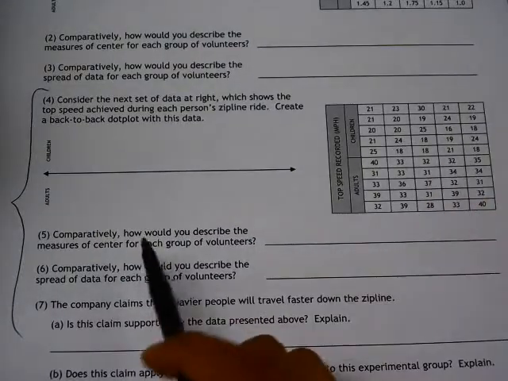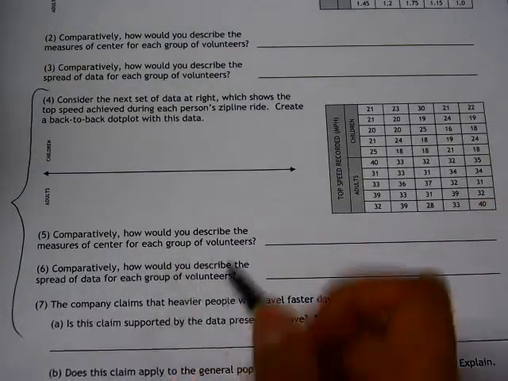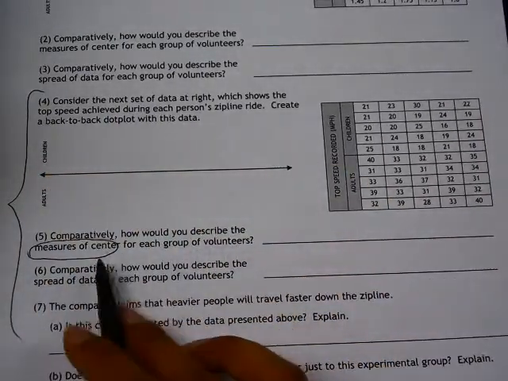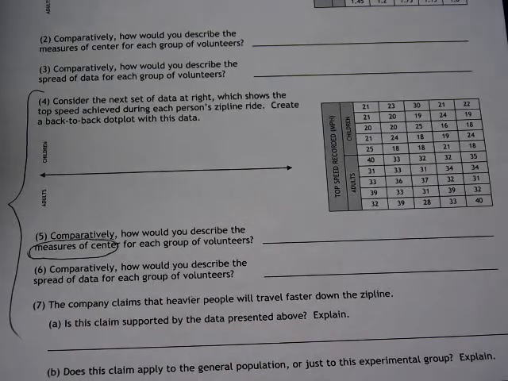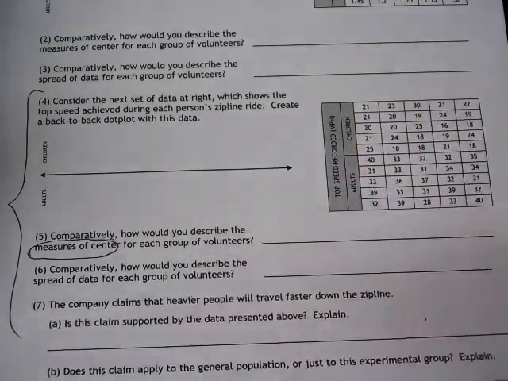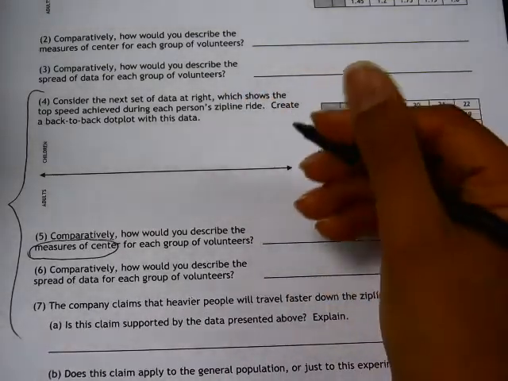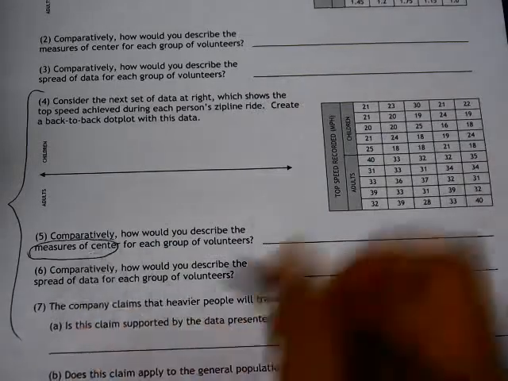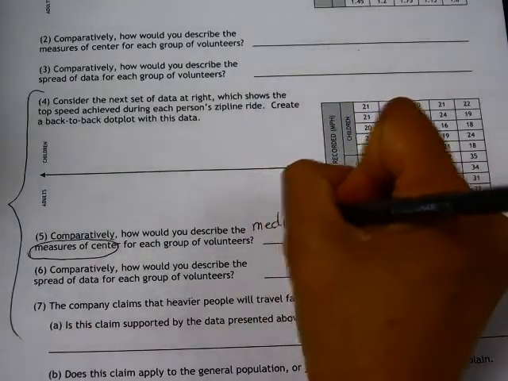So let's look at what questions are being asked about the dot plot. Comparatively, how would you describe the measures of center for each group of volunteers? Measure of center is specifically asking for the median. Because we're not looking at symmetric data, the median is a more appropriate measure of the center than the mean.